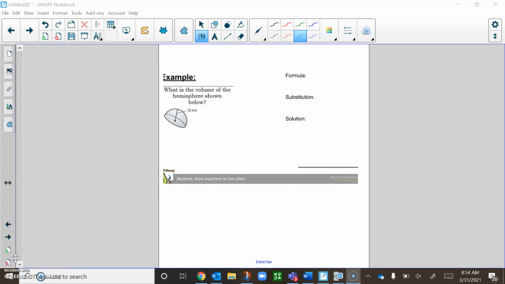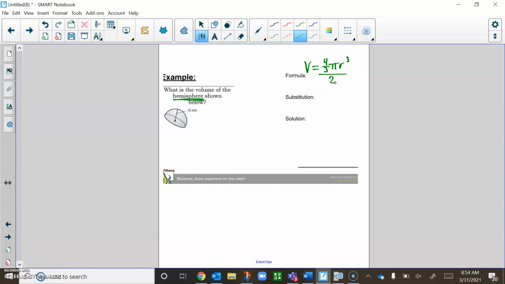Last but not least, you have your hemisphere. A hemisphere is half of a sphere. So whenever you're looking for the volume of a hemisphere, you're going to look for half of that. So the volume of a hemisphere is 4/3 times pi times radius cubed, and then at the end, you're going to divide by 2.